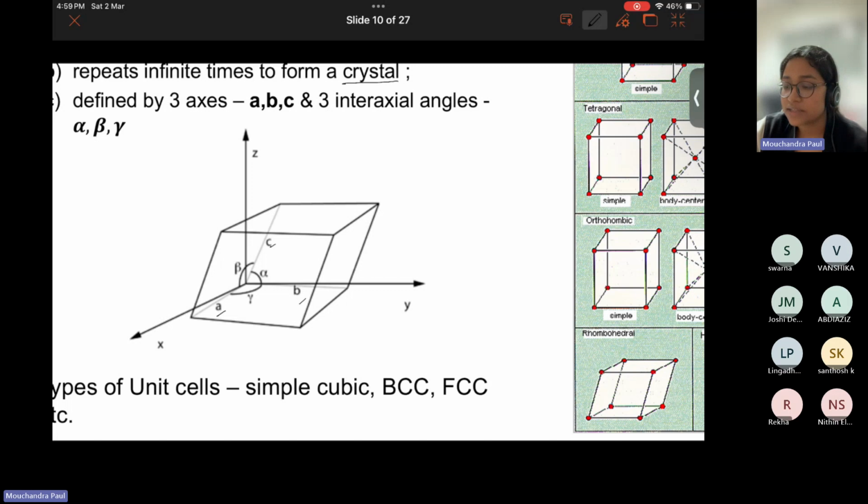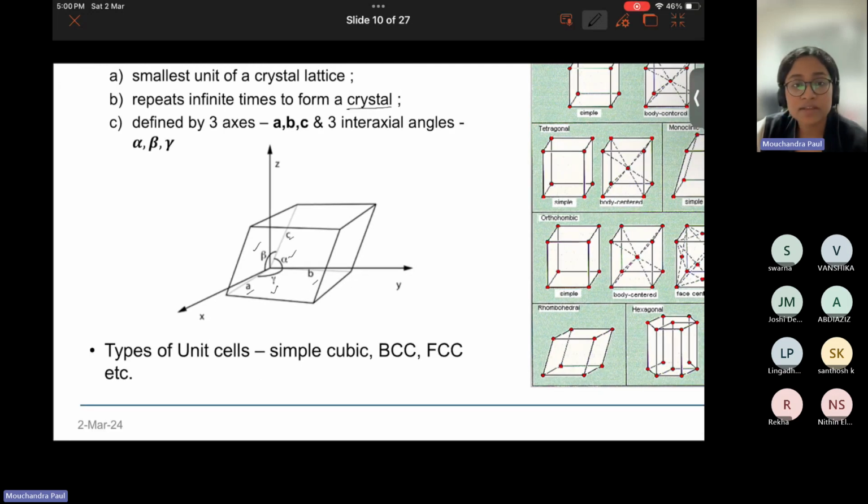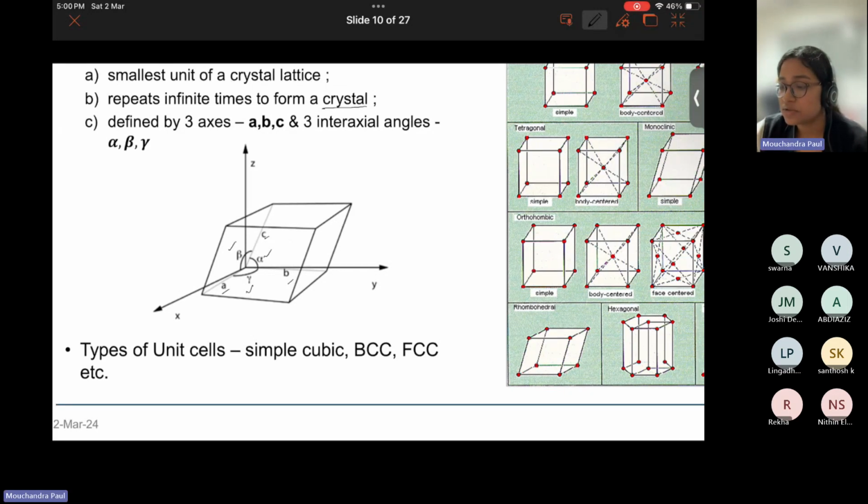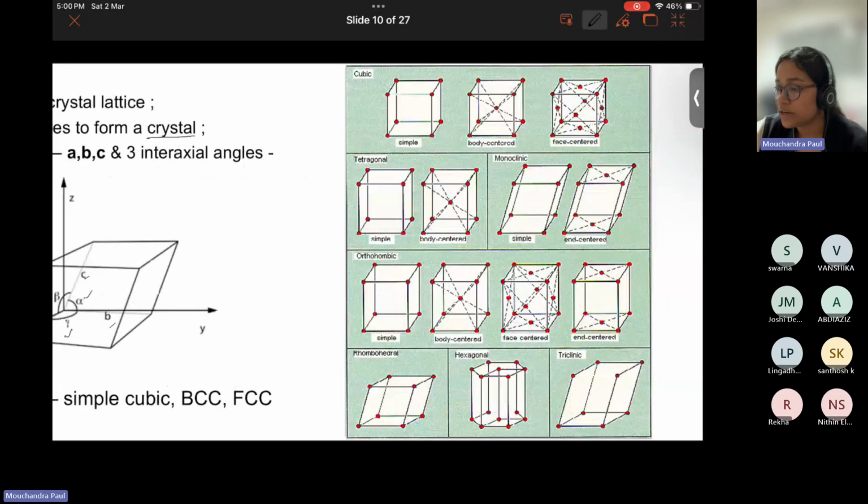So these are the three axes of a unit cell, and a unit cell also has some angles, or interaxial angles, which are alpha, beta, and gamma. Alpha is between the B and C axes, gamma is between the A and B axes, and beta is between the A and C axes. So when we define the values of A, B, and C, and alpha, beta, gamma, we get different types of unit cells. There can be various types, as we can see in this diagram.